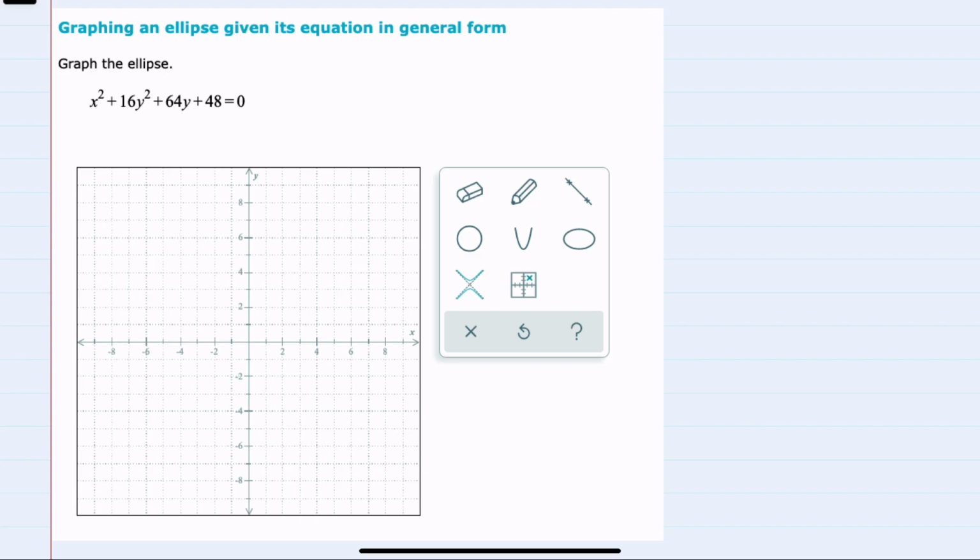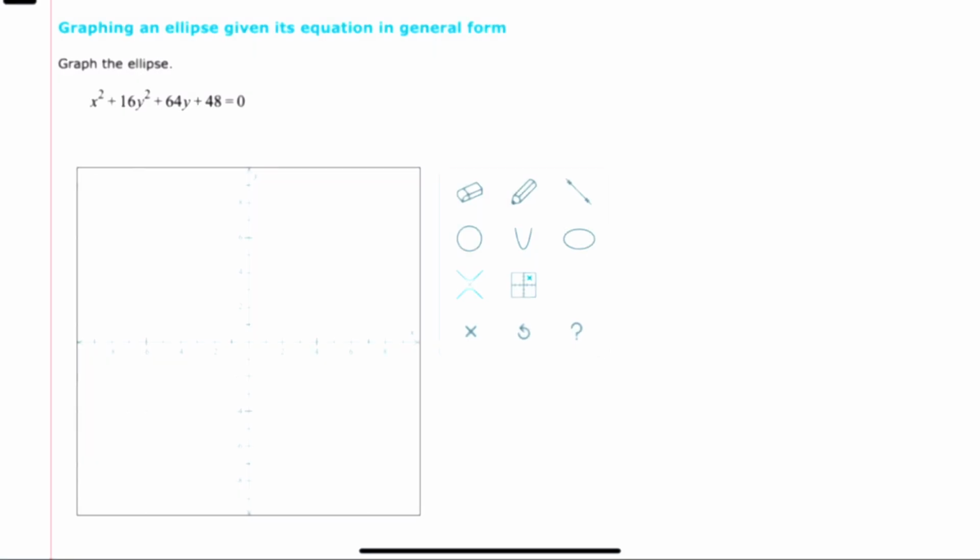In this video, I'll be helping you with the ALEKS problem type called graphing an ellipse given its equation in general form. And again here, instead of jumping into this example, we'll first take a short detour to talk about the standard form of an ellipse and then come back to this example.